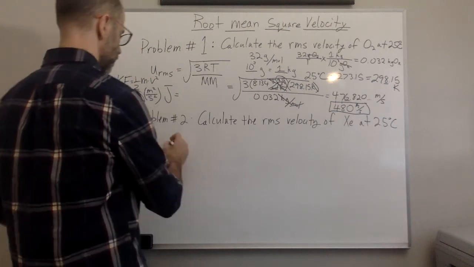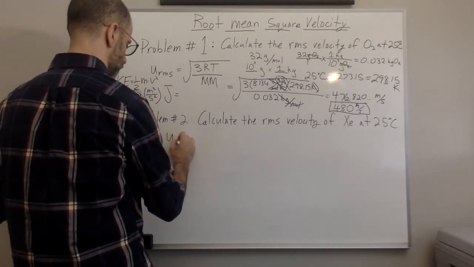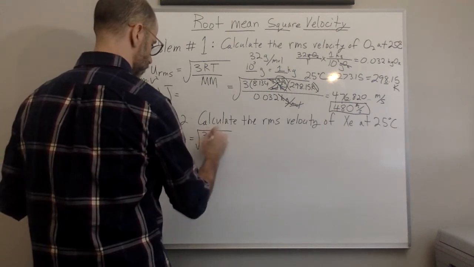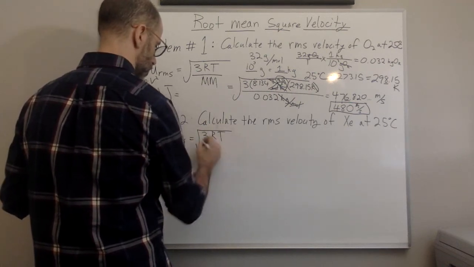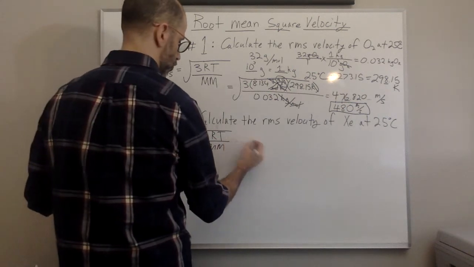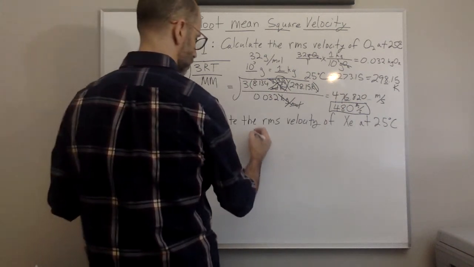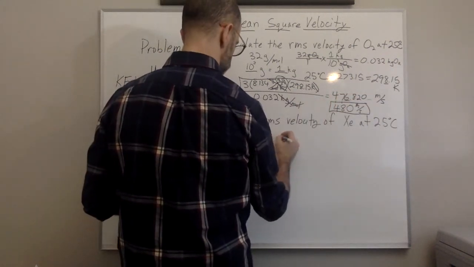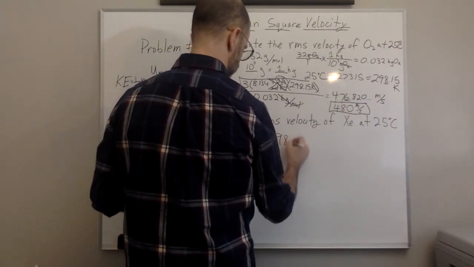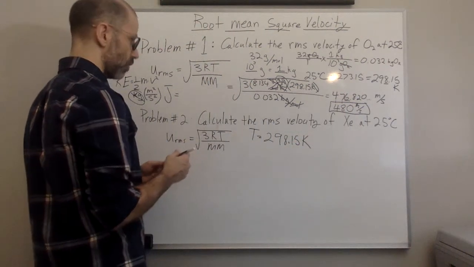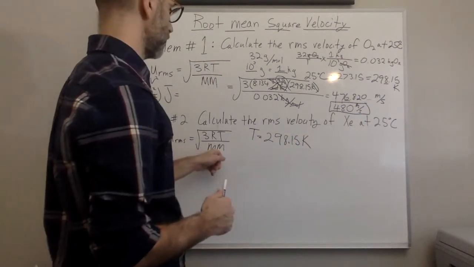So same thing. So the root mean square velocity is equal to the square root of 3RT over the molar mass. And so again, we have the temperature. We already calculated the temperature here, so that's going to be the same, 298.15 Kelvin.